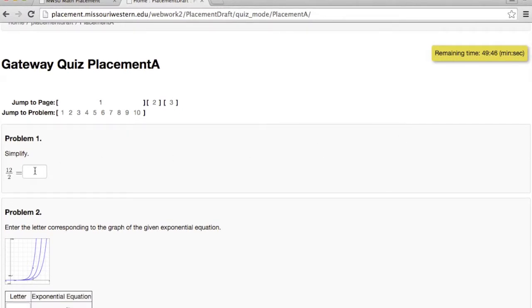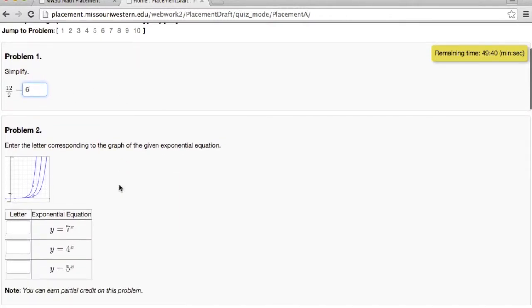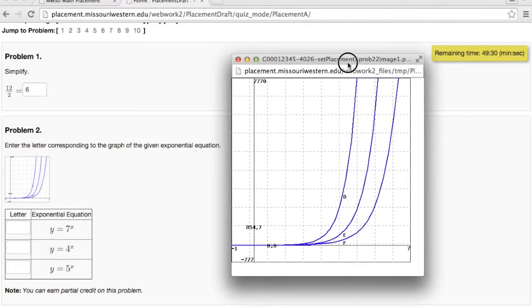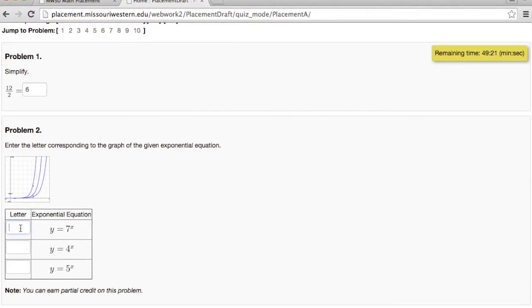Some questions have simple inputs. 12 divided by 2, well, that's just 6. Other questions will expand graphs. So here you can see that I have a graph that is expanded with D, E, and F. So all I have to do is put in the letters D, E, and F into the correct spaces.